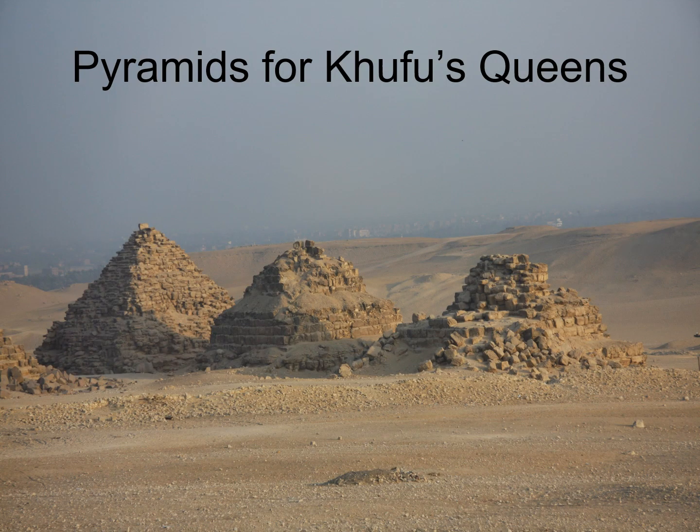So next to Khufu's pyramid are actually 3 smaller pyramids that he had built for 3 of his favorite wives. They're obviously much smaller than his, but they've still survived to today. And again, it would have been visible to Abraham when he went to Egypt.